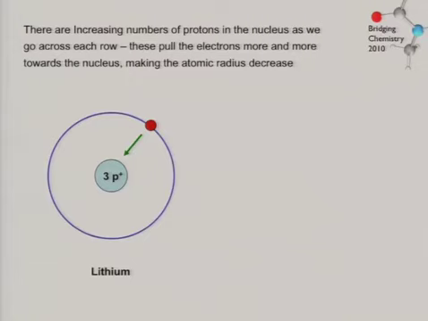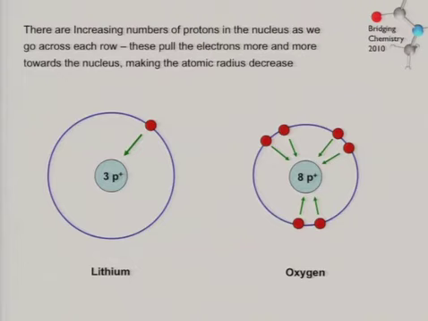We have, for example, lithium with 3 protons, and that's going to pull in its electrons. If you compare that to the other end, where we look at oxygen with its 6 valence electrons and 8 protons, the effective nuclear charge is going to pull those electrons in tighter to the nucleus and, in fact, make the atomic radii smaller.